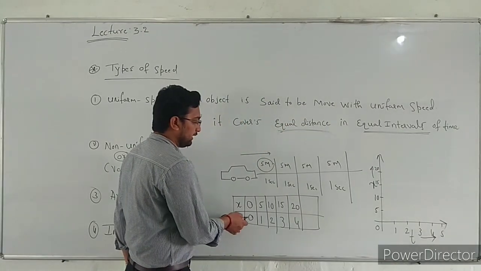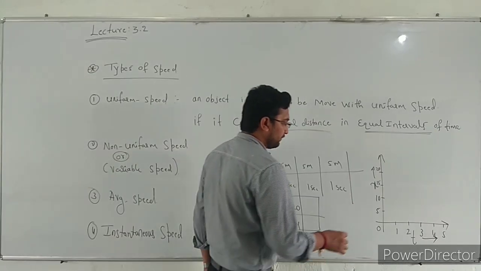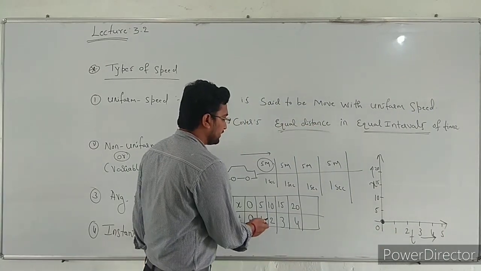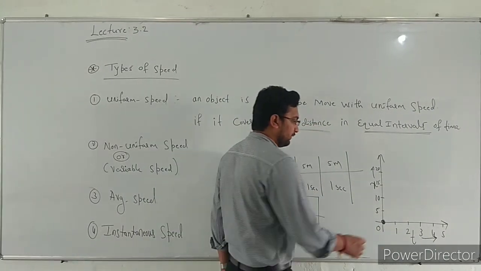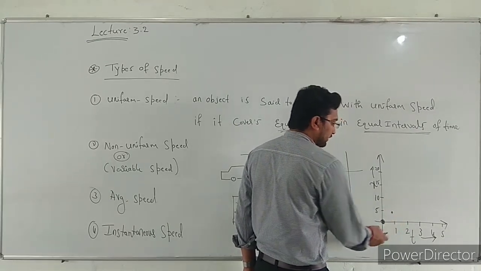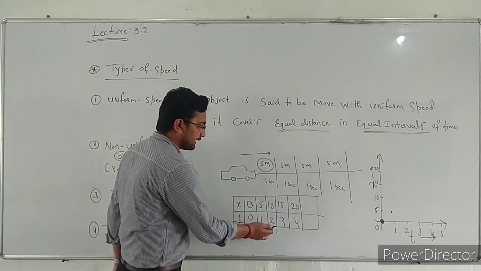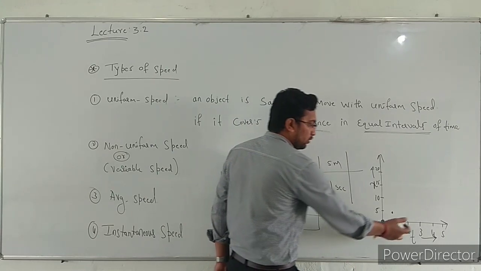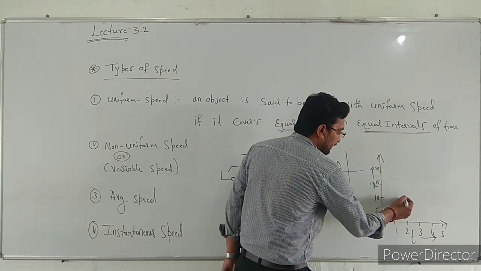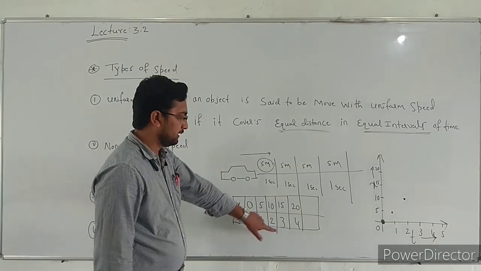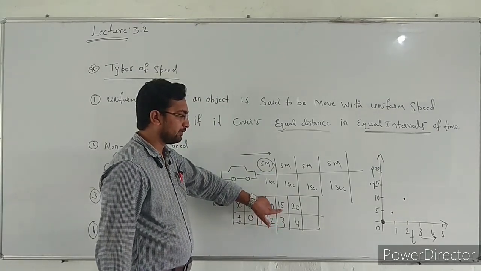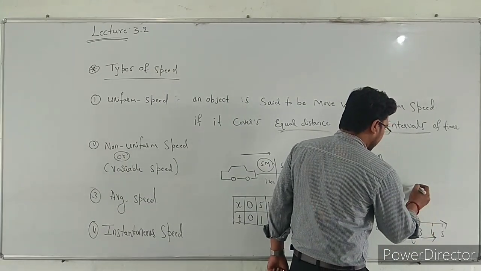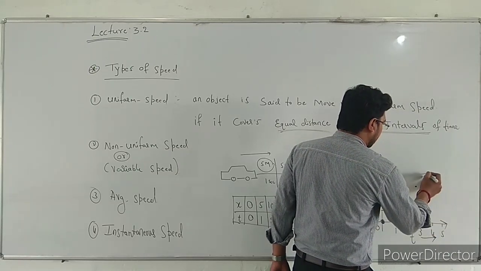See here, initially the time is 0 and the position is also 0. This is the point. After that, in the first second it covers 5 meters, so this is the point. Next, in 2 seconds it covers 10 meters. Here the distance covered is 10 meters. Similarly, in the third second it covers 15 meters, and in the fourth second it covers 20 meters.